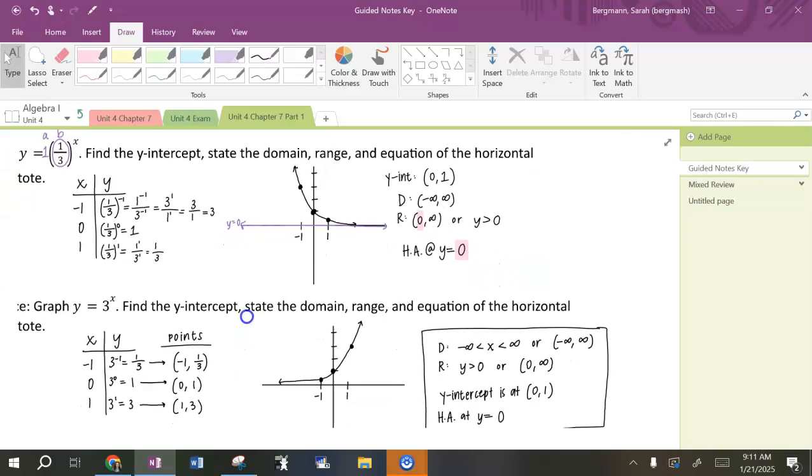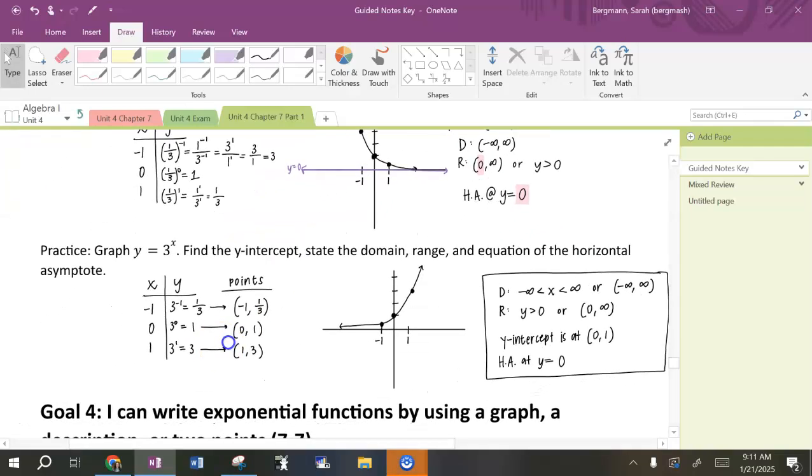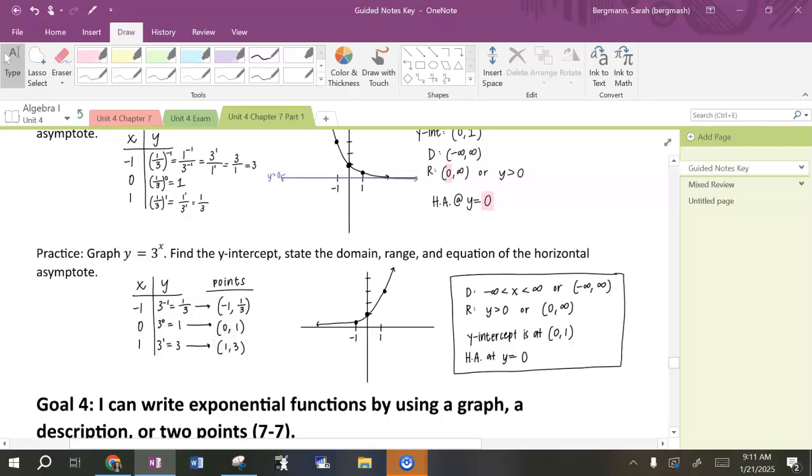When you're ready, go ahead and try this practice problem, and you can check it when you're finished. Then you're finished with the lesson for today. And when you come back, we're going to be talking about actually writing these equations based on a graph or a description or given 2 points.